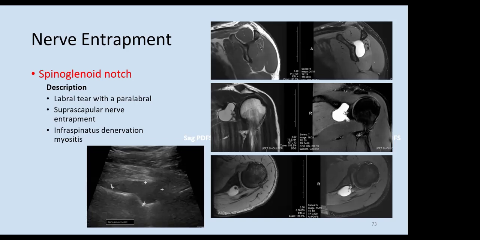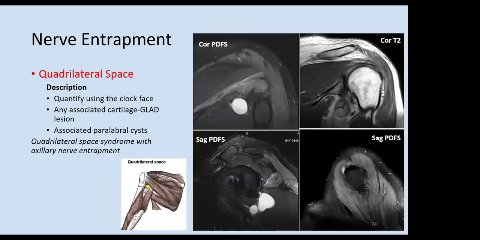However, if you get entrapment of the suprascapular nerve in the suprascapular fossa or notch, you get denervation myositis of both supraspinatus and infraspinatus muscles. But for this one, it's only infraspinatus muscle because it's in the spinoglenoid notch.